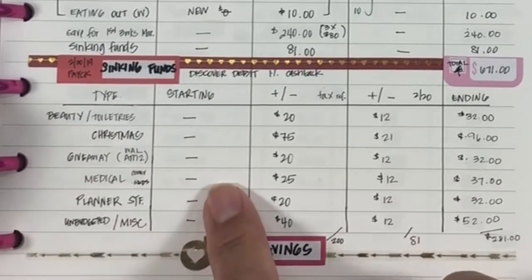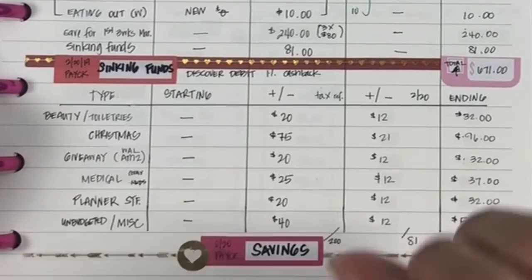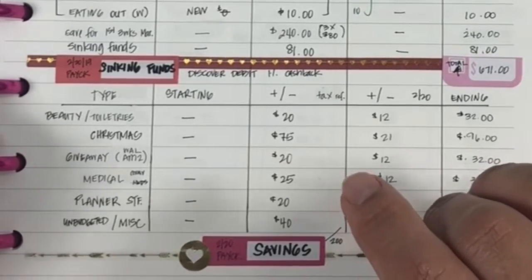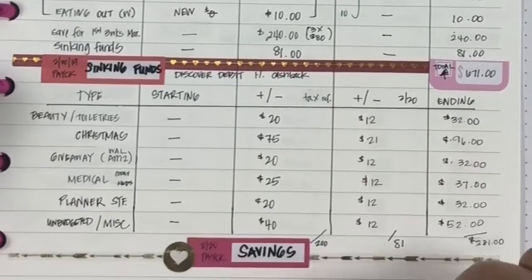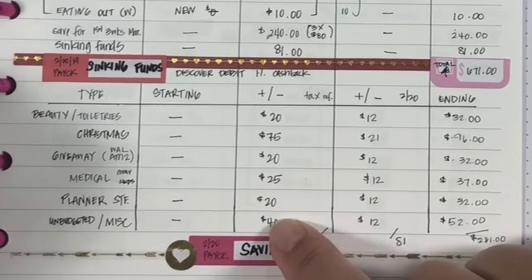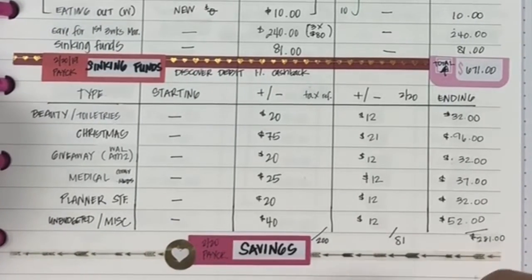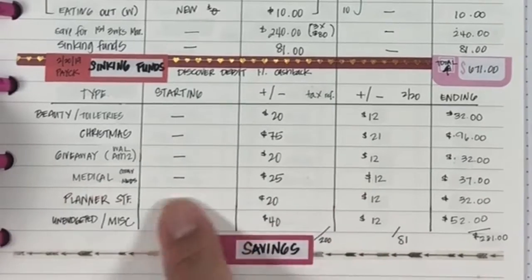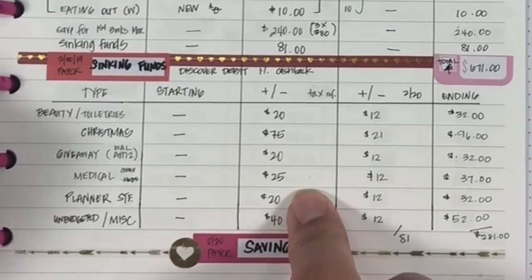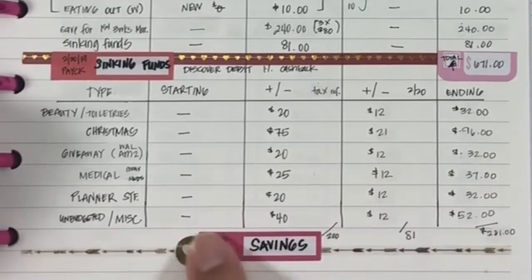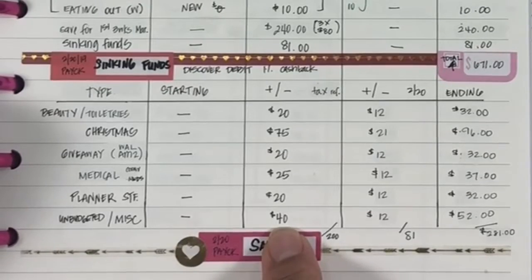Medical, I am putting money in that because I do have a prescription that I have to fill every 3 months, and this year I got really hit with co-pays, so I'm hoping the rest of the year that won't be such a thing. I am putting money in a planner stuff fund, and then just unbudgeted and miscellaneous.